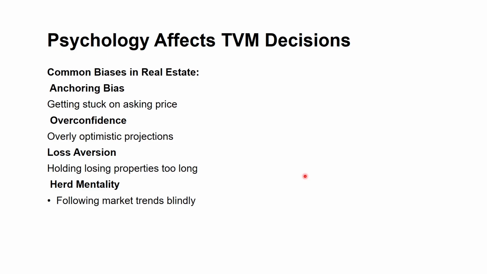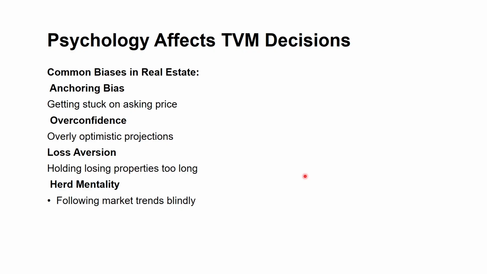And then loss aversion, we discussed that it makes us hold losing properties too long, hoping to break even rather than cutting losses. And we have discussed this in the first session also, that there is this tendency, especially with retail investors, small investors or residential investors, that they want to stick to a particular price and do not want to sell below what they have paid for a property. So, this also plays into the biases in TVM decisions, and proper analysis is clouded by these types of errors which we make due to emotions.